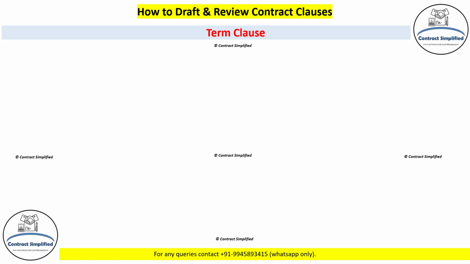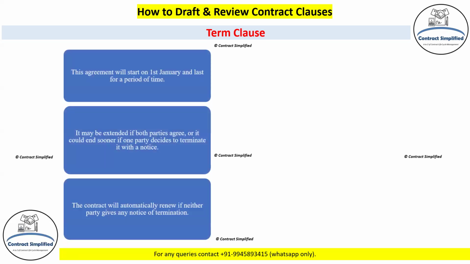Let's dive in. Let's take a look at a version of the term clause, and here's how it might appear in the contract. This agreement will start on 1st January and last for a period of time. It may be extended if both parties agree, or it could end sooner if one party decides to terminate it with a notice. The contract will automatically renew if neither party gives any notice of termination. As you can see, there are several issues here. Let me walk you through them one by one. Now, let's correct this and improve it.